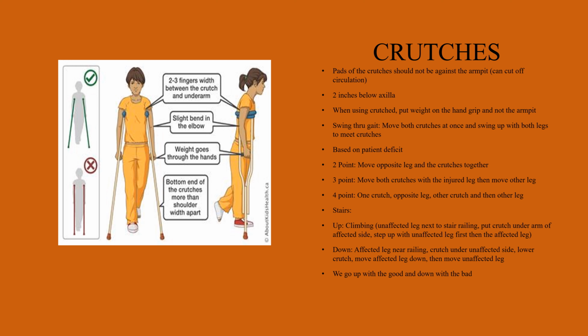When we're climbing upstairs, the unaffected leg, we put that next to the stair railing. We put the crutch under the arm of the affected side, step up with the unaffected leg, and then with the affected leg. Going down, we put the affected leg near the railing, crutch under the affected side, lower the crutch, move the affected leg down, and then move the unaffected leg. So just remember, we go up with the good and down with the bad. When we're going upstairs, we go up with the good leg first, and when we're going down, we go down with the bad leg first.